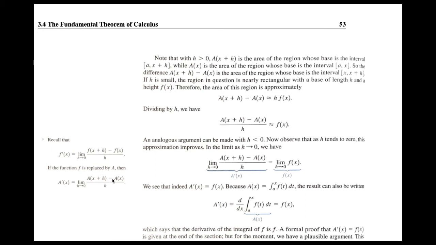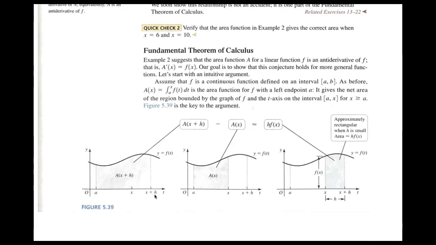We start with the difference in the numerator. They choose a rather large h here, otherwise there wouldn't be much to see. The difference between A of x plus h minus A of x is this shaded part here. If h is very small, then this area is approximately a rectangle. And its area then is width times height, so h times f of x.